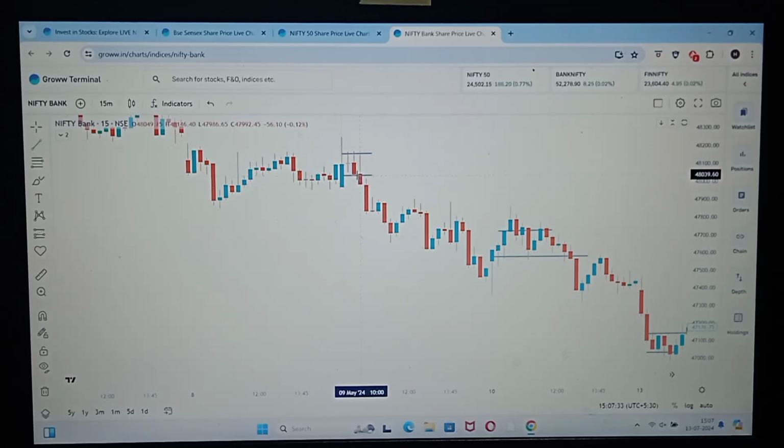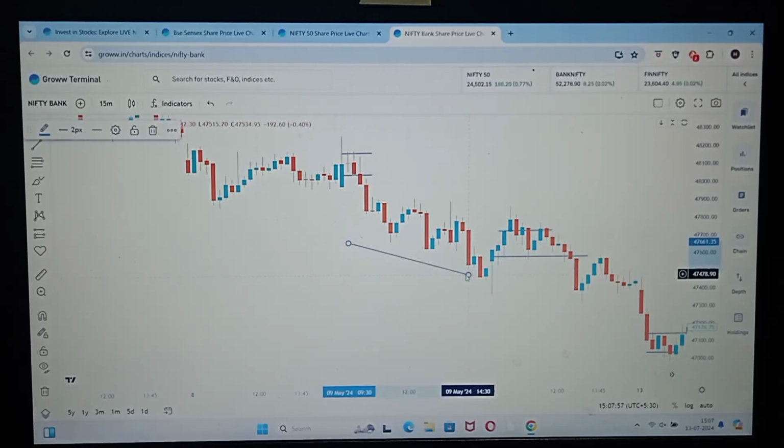The next candle you can see has broken the low of the previous candle. So at this 48,039 mark we got a trade on the downside. You can see two consecutive candles are bearish. So we got a put side trade. We are easily getting 200 points here.